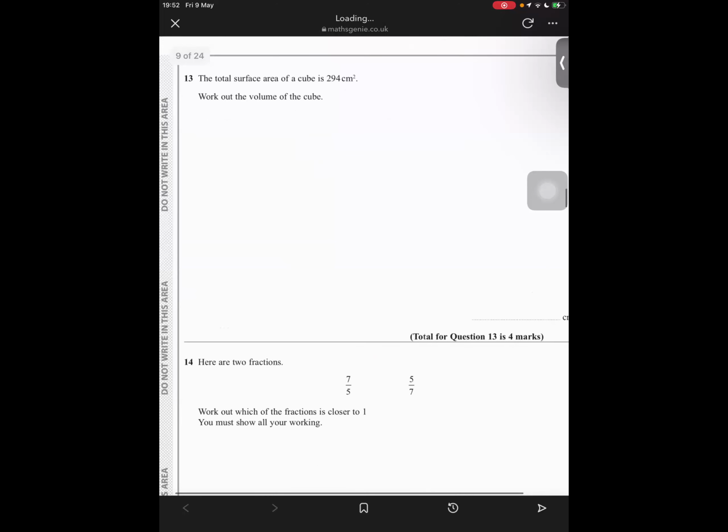It says here are two fractions. Work out which of the fractions is closer to 1. You must show all your workings. What would you do in this case? That's the easiest thing I'll do. I'll combine both of them.